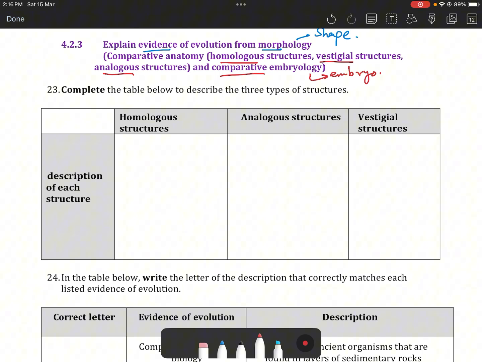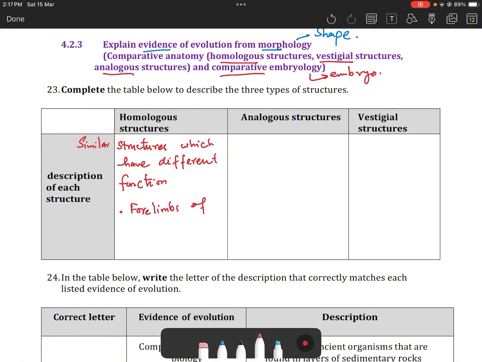Description of each structure. Homologous structure. So how do you define homologous structures? Basically homologous structures, you can say, are similar structures which have different functions. So these are called homologous. For example, the four limbs of human, bat, and horse, let's say.